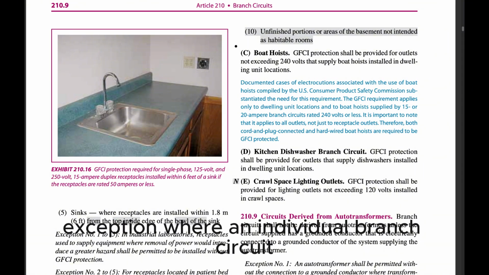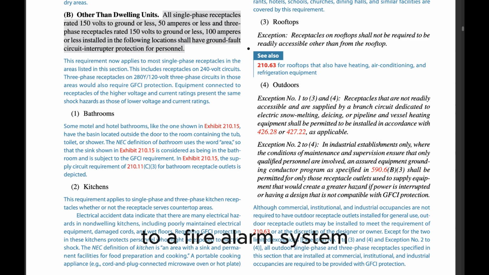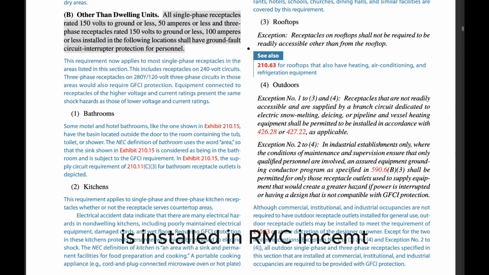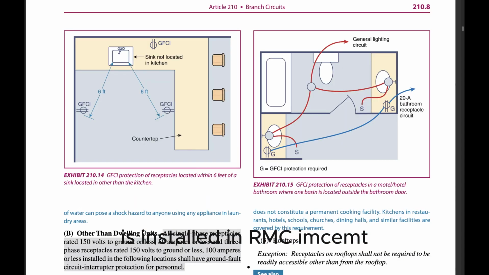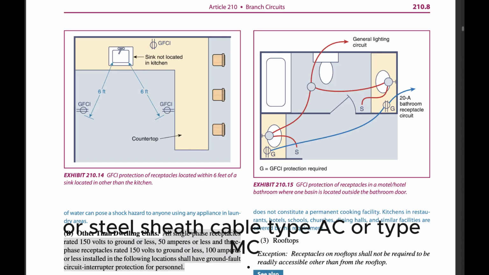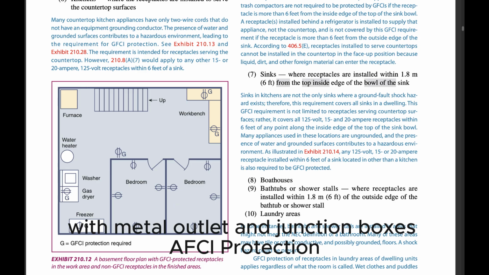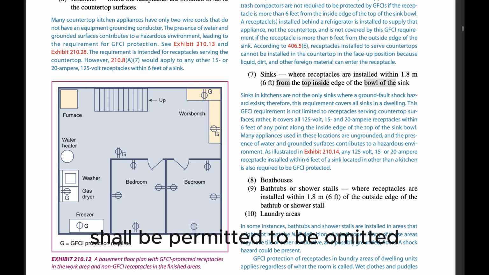Exception: Where an individual branch circuit to a fire alarm system installed in accordance with 760.41(B) or 760.121(B) is installed in RMC, IMC, EMT, or steel sheath cable, type AC or type MC, meeting the requirements of 250.118, with metal outlet and junction boxes, AFCI protection shall be permitted to be omitted.